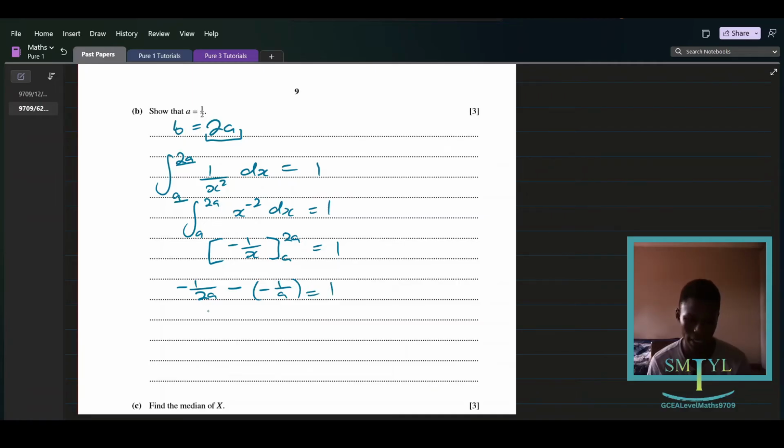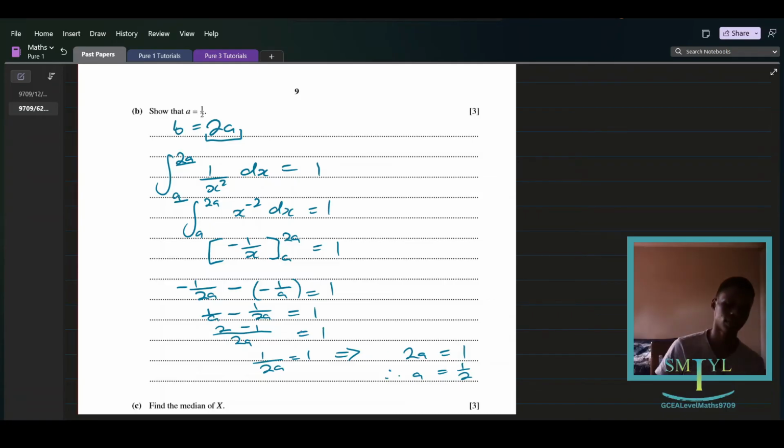So you get 1 over a minus 1 over 2a is equal to 1. If we put them under one common denominator, the common denominator is 2a. So this becomes 2 minus 1 over 2a is equal to 1. So you've got 1 over 2a is equal to 1, which then results in 2a is equal to 1. So a must be equal to 1 over 2. And that's our final answer.